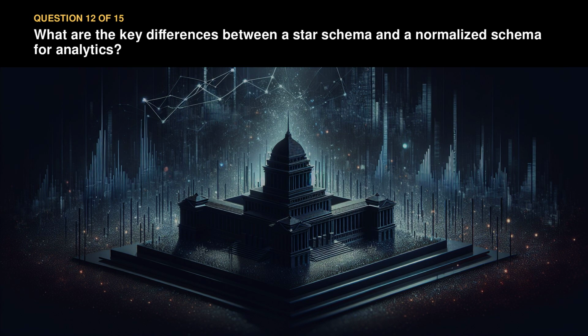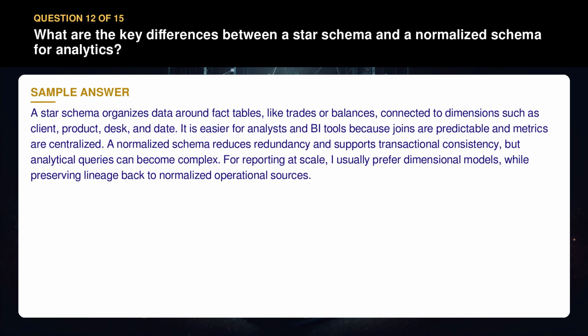Question 12. What are the key differences between a star schema and a normalized schema for analytics? A star schema organizes data around fact tables like trades or balances, connected to dimensions such as client, product, desk, and date. It is easier for analysts and BI tools because joins are predictable and metrics are centralized. A normalized schema reduces redundancy and supports transactional consistency, but analytical queries can become complex. For reporting at scale, I usually prefer dimensional models while preserving lineage back to normalized operational sources.